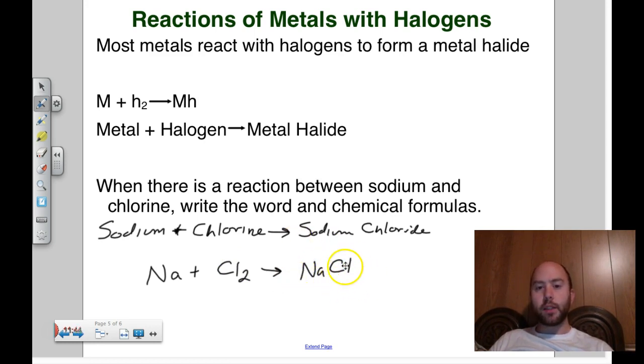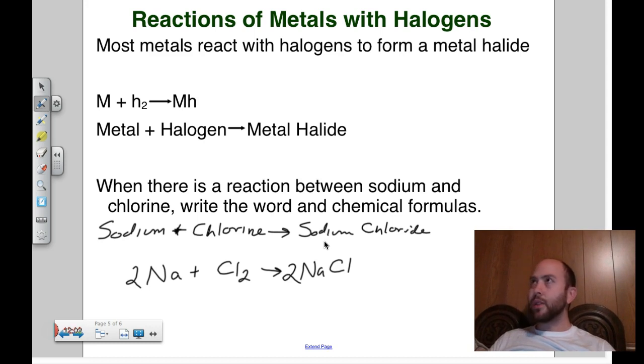What can I multiply the smaller one by? Multiply by 2. Now that gives me 2 sodiums. So I got to put a 2 there. 2 sodium, 2 sodium. 2 chlorine, 2 chlorines. Done. And again, I'll pick aluminum again. Why not? Aluminum plus, well, this time we'll change it. Bromine, aluminum plus bromine, aluminum bromide. And then you just write the formula.